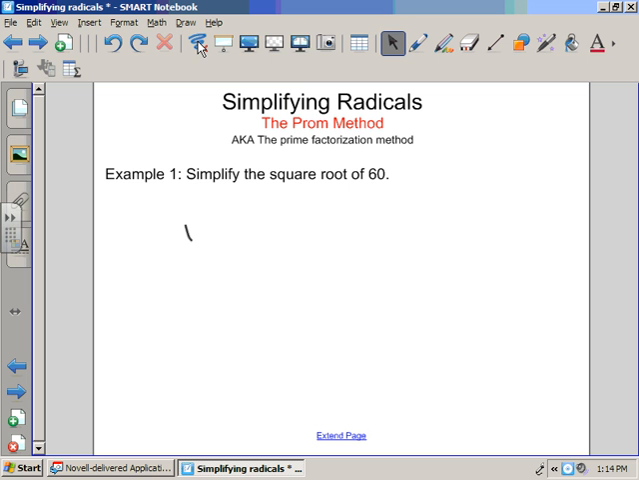So I've got this square root of 60, and I know its prime factors written from smallest to largest are 2, 2, 3, and 5. These are trying to decide whether or not they're going to go to the prom. Some may go to the prom, some may stay home. I'm going to draw a house. The house is actually a radical. The way they decide whether or not they're going to go to the prom is they're going to see if they have a perfect mate.